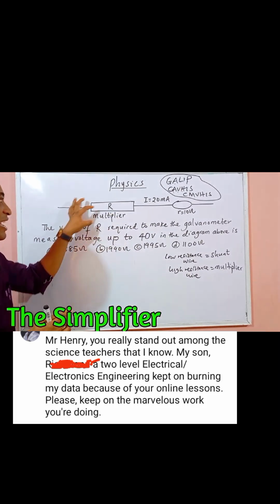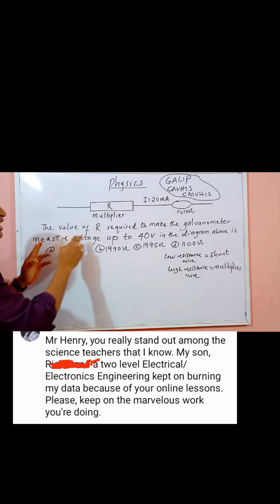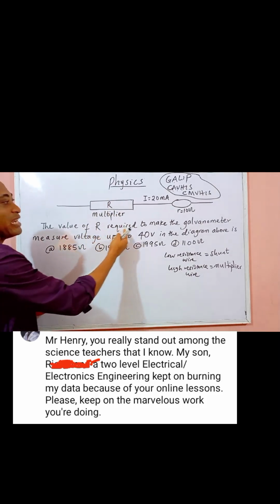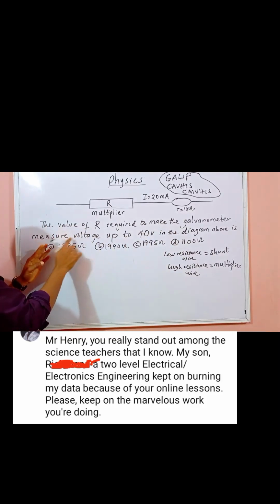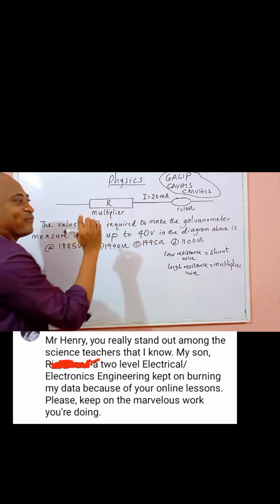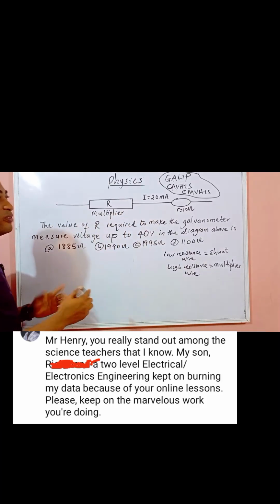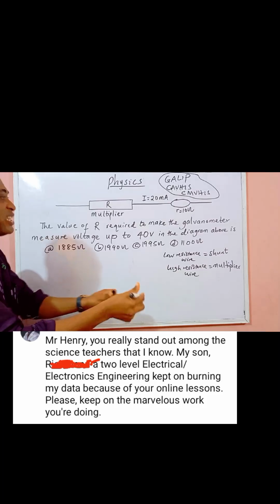We have the multiplier here, the high resistance wire. They said the value of R, that's the resistance that is required to make this galvanometer to measure a voltage of up to 40 volts. Based on this diagram above is what? All right, let's see what is given to us.